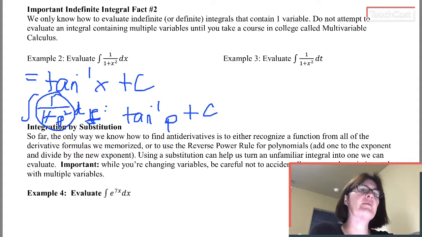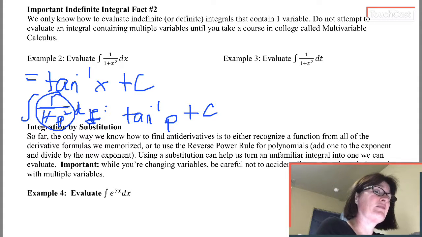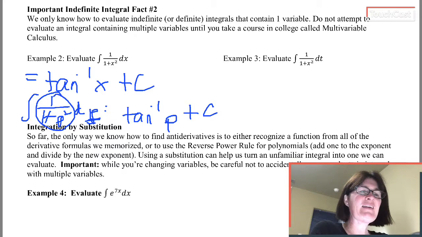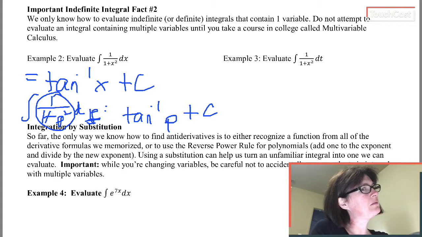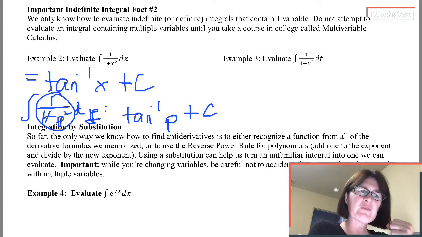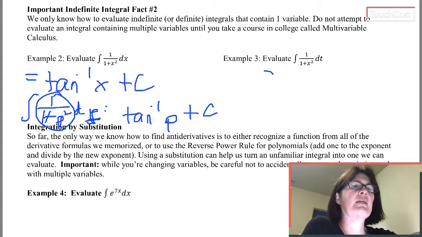But look at example 3. If I ask you to find the antiderivative of 1 over 1 plus x squared dt, that kind of implies finding the antiderivative of 1 over 1 plus x squared with respect to t. But those variables don't match. I can't do this. This cannot be evaluated.